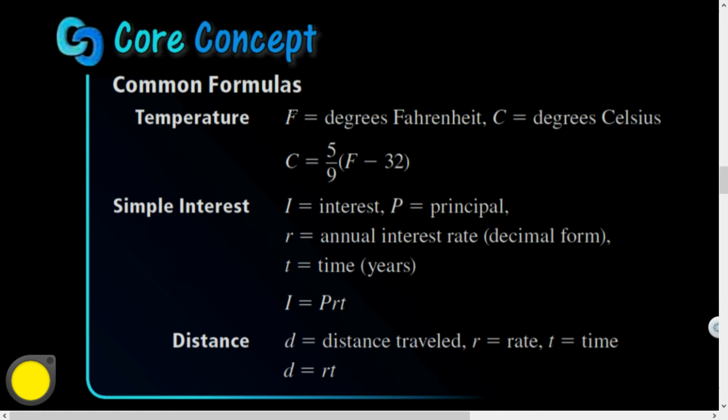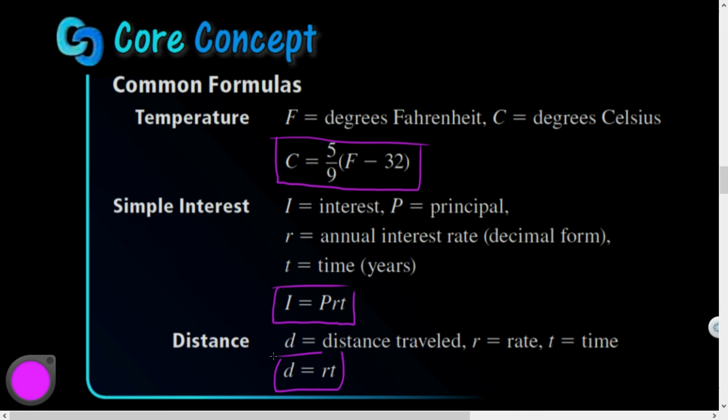So here's a couple other formulas. A conversion formula from Fahrenheit to Celsius. Question, comment? Sorry. Don't worry. Your brain will slowly get stronger. So here's 3 new formulas for you. Celsius is equal to 5/9 times the difference of Fahrenheit and 32. Simple interest is equal to the principal times the rate times time, and the rate is in decimal form. And then rate times time equals distance. So guys, there's some new formulas for us.